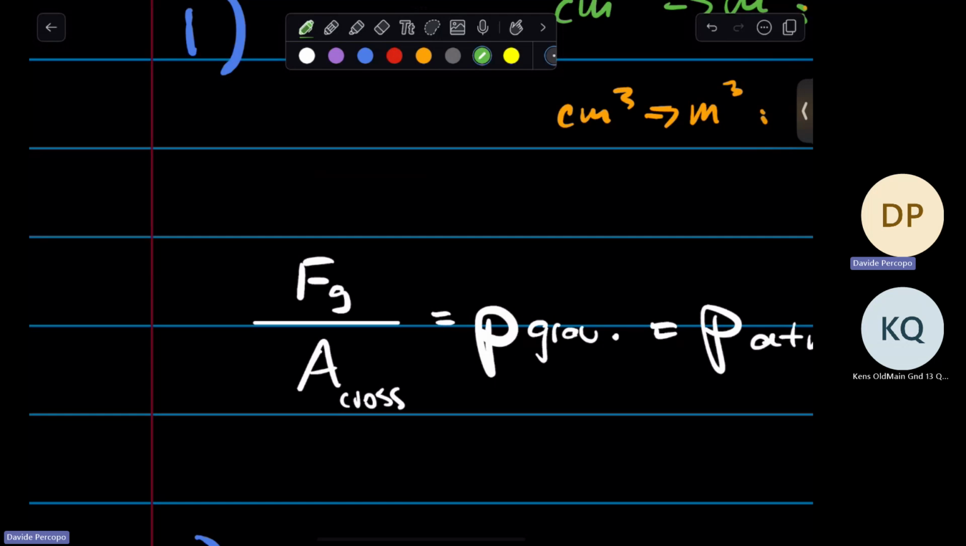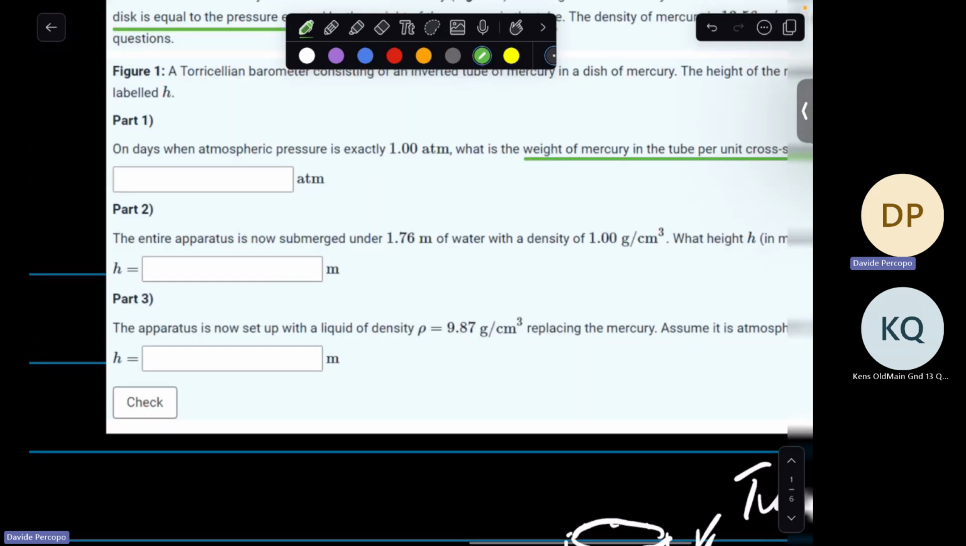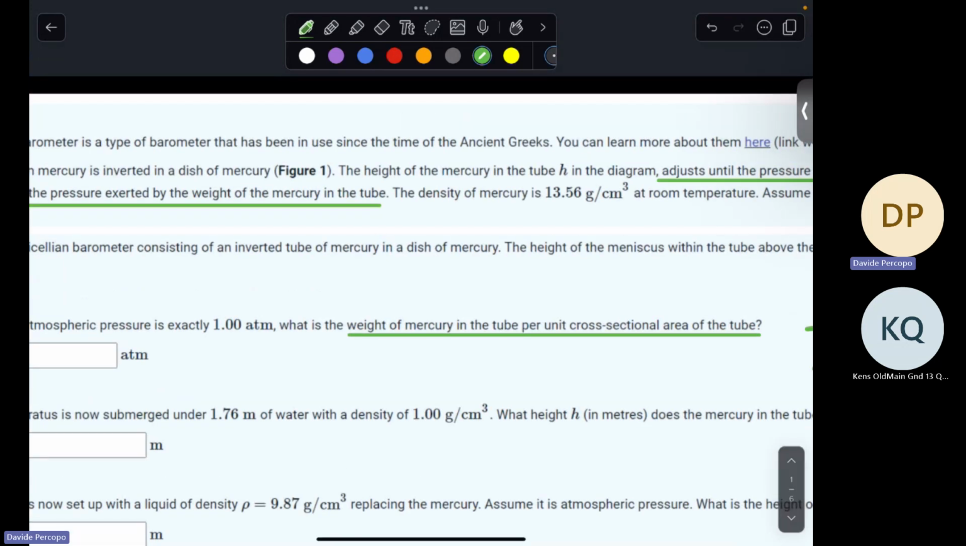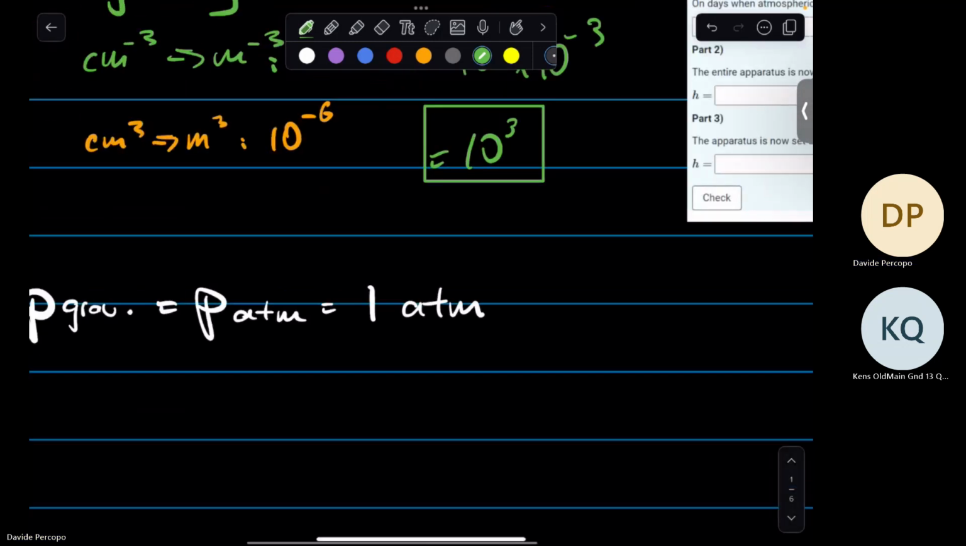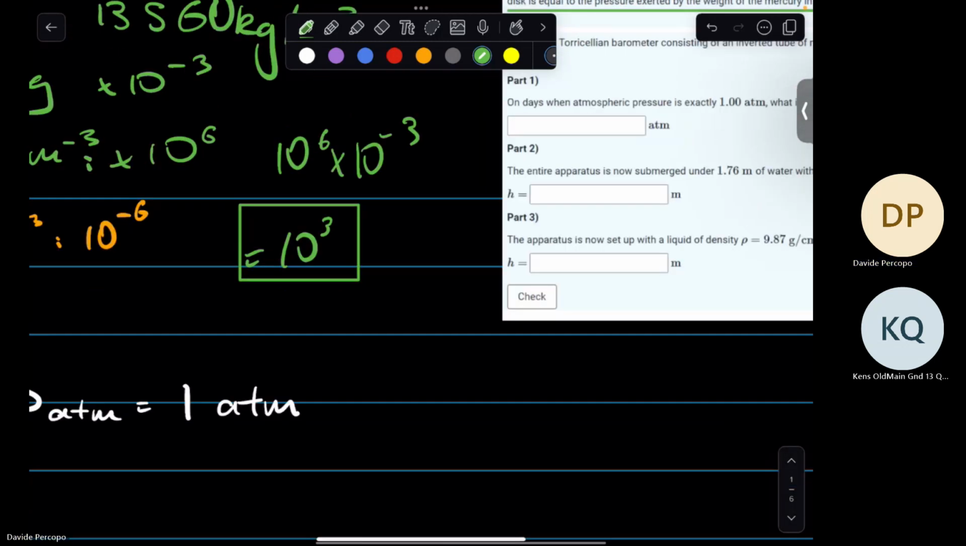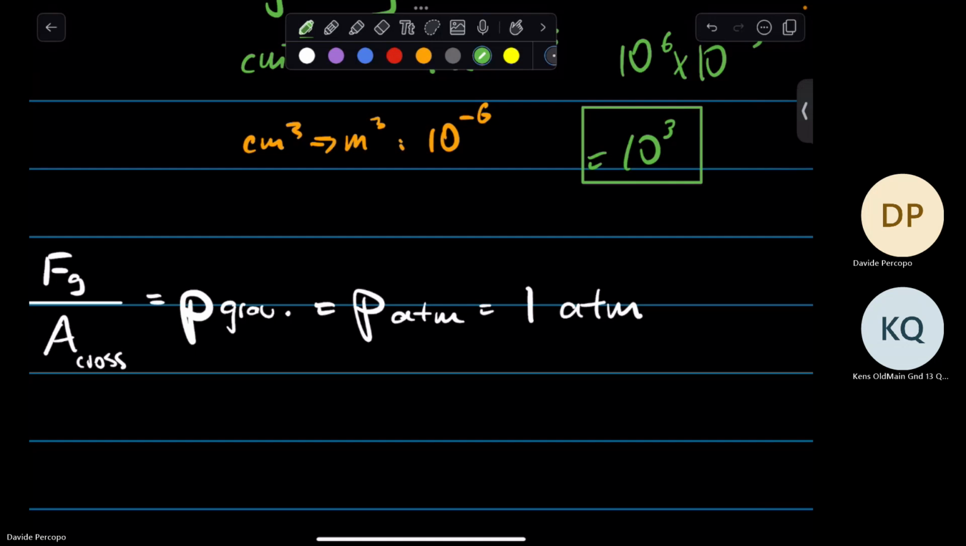But then we say in the system, the height stops changing when the atmospheric pressure is equal to that gravitational pressure. So then we equate them here. And then because they're equal, that's kind of what the system is basically saying. Is that making sense?